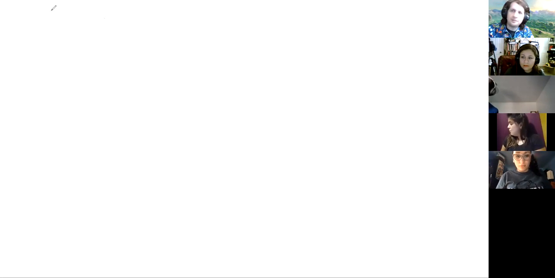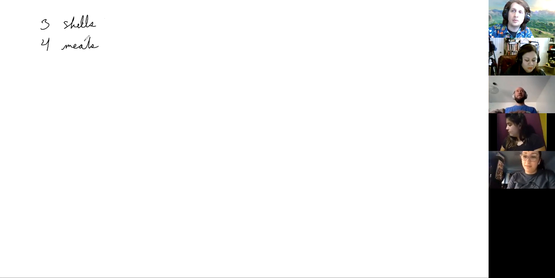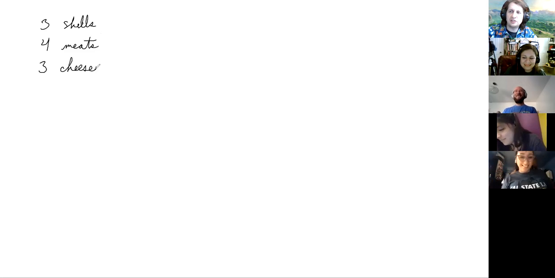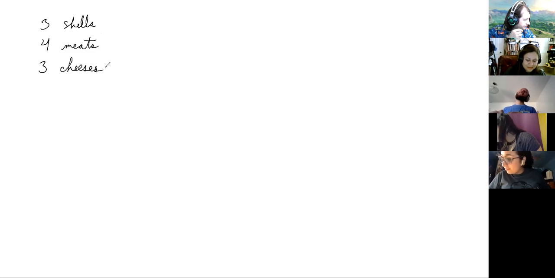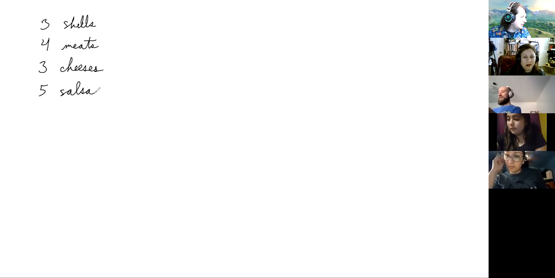So using that, we know there's 3 shells, right? 4 types of meat, so 4 meats. Yep. Make everybody hungry. 3 types of cheese. I just ate, so I'm good. I came ready this time. 3 cheeses. And 5 types of salsa. Okay. So how many distinct tacos can be ordered, assuming that any order contains exactly one of each of the above choices?